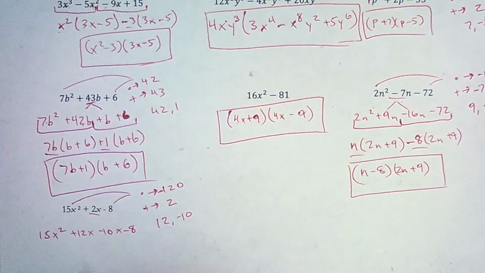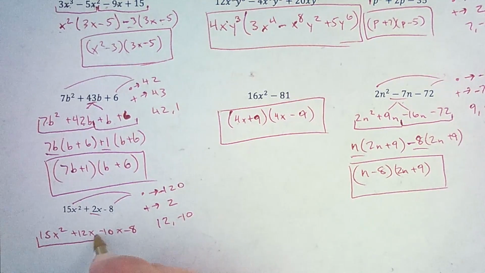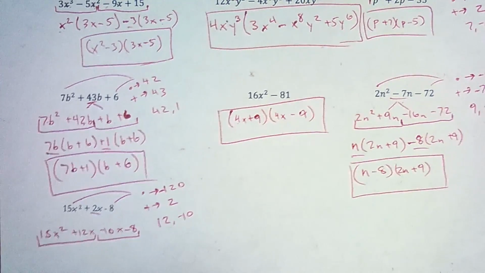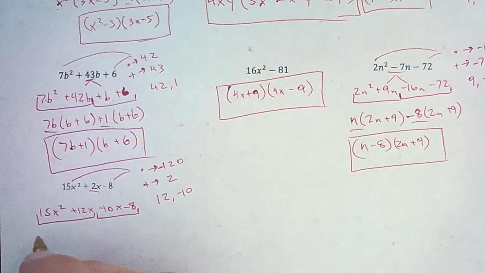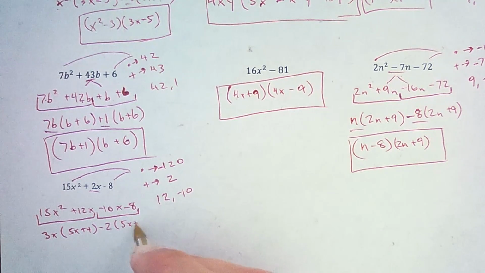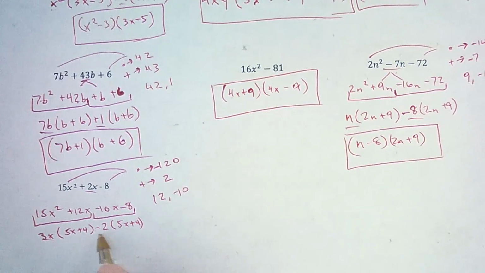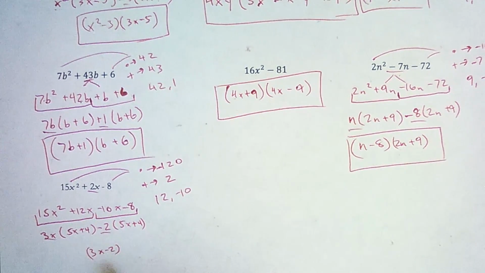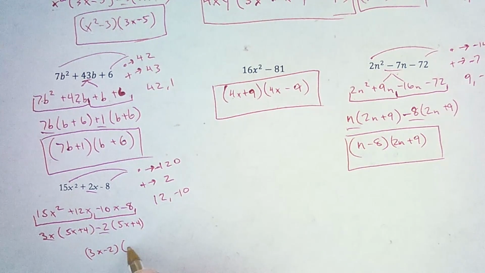So now we are going to factor by grouping. So I'll group these together and these together. And the GCF here is going to be 3x. And when I divide that, I get 5x plus 4. And the GCF here is going to be negative, because that's a negative there, negative 2. And when I divide these, I get 5x plus 4. So my factored form is 3x minus 2 times 5x plus 4.